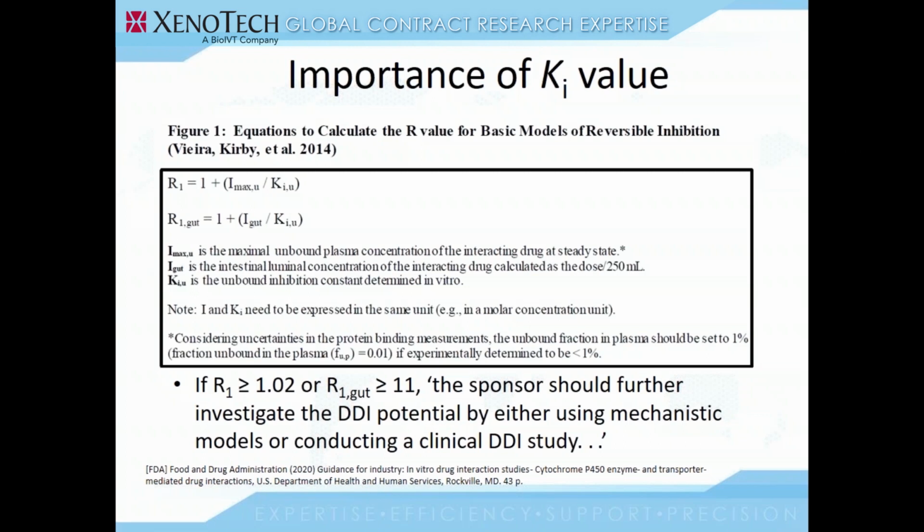So if your R1 value is greater than or equal to 1.02, or your R1 gut is greater than or equal to 11, the sponsor should further investigate the DDI potential by either using mechanistic models or conducting a clinical DDI study.